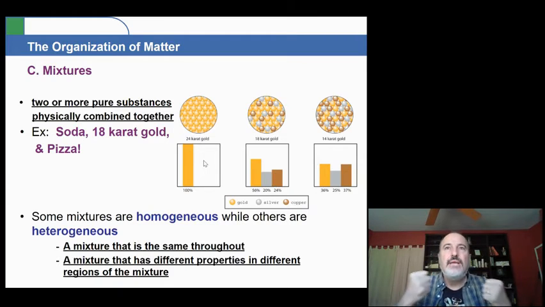And alloys mix together different types of metal, specifically at the atomic level. For example, 18 karat gold is still mostly gold, but you've got some silver and some copper mixed in with it as well. The silver and copper make it cheaper, but they also make it harder, so it is more likely to not scratch or be dented or anything like that.